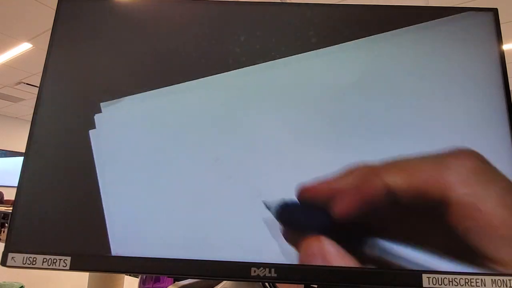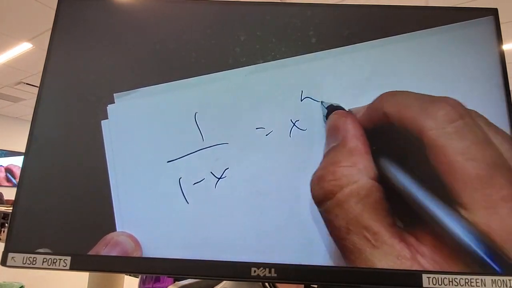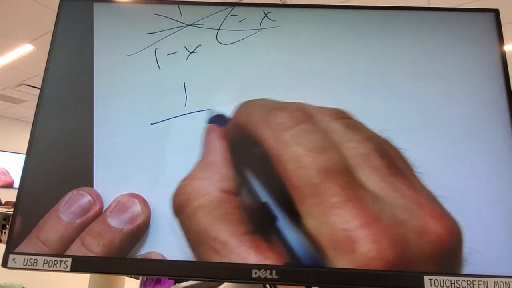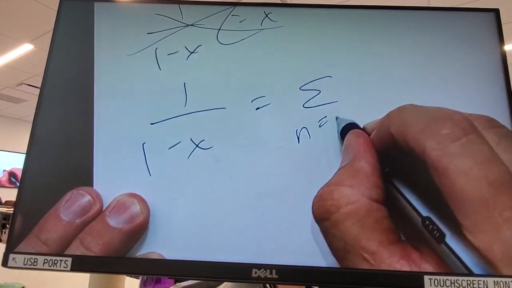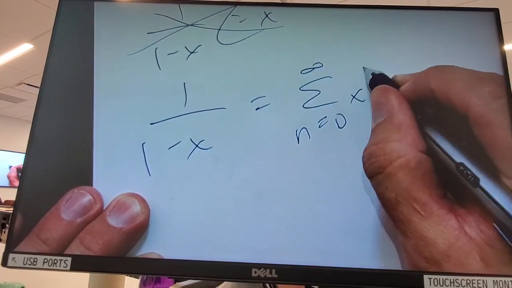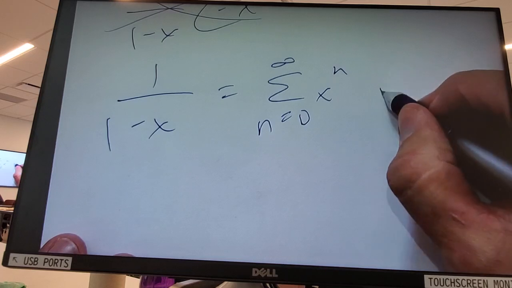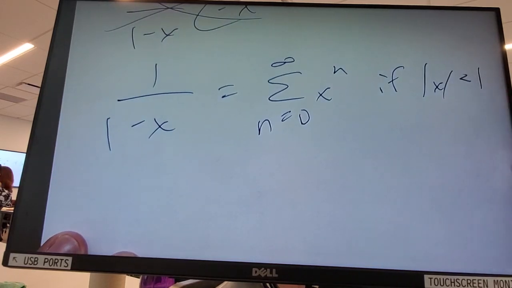Using an infinite series. You're all like, did we talk about that, Jeff? Isn't it x to the n? Tell me more. So you're not telling me that 1 over 1 minus x equals x to the n. You're saying 1 over 1 minus x equals the sum from 0 to infinity of x to the n. Yes? If the absolute value of x is less than 1.